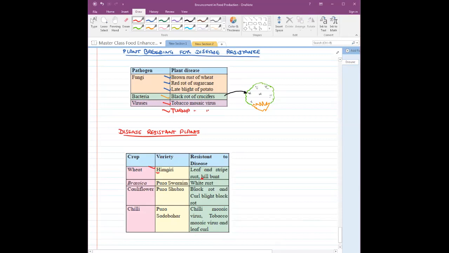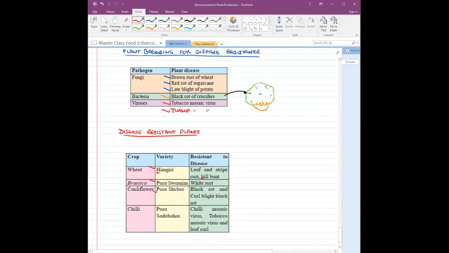Then we have the Brassica. Now, what is this Brassica? Brassica is nothing but your mustard. Okay, rapeseed mustard. So this Brassica is going to be known as Pusa Swarnim, and this is going to be against white rust. Just like how we had brown rust, same way we are going to have white rust.